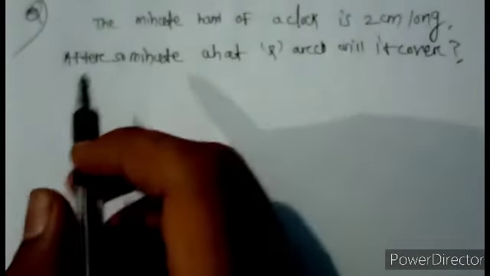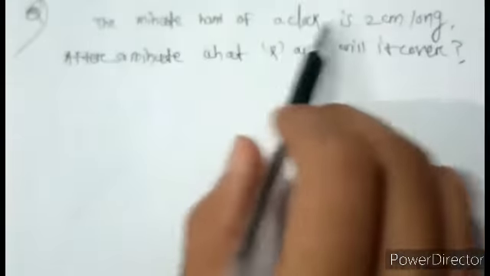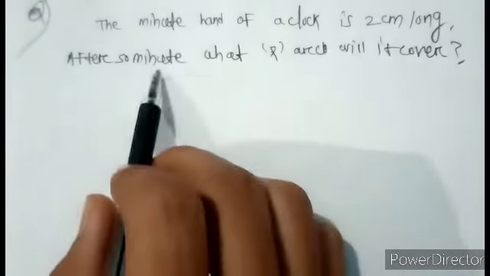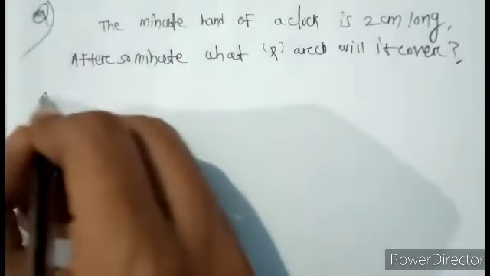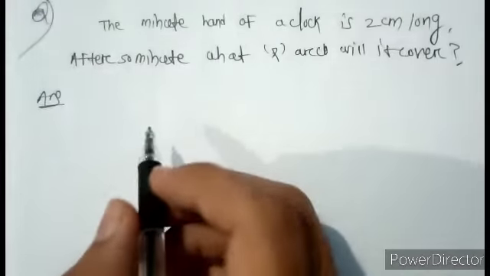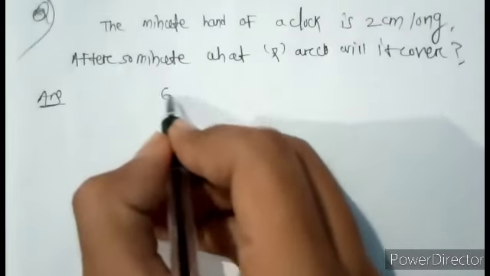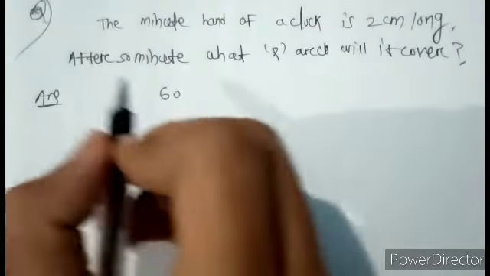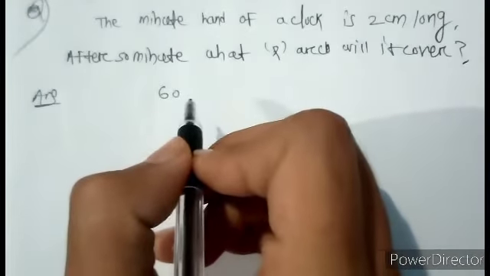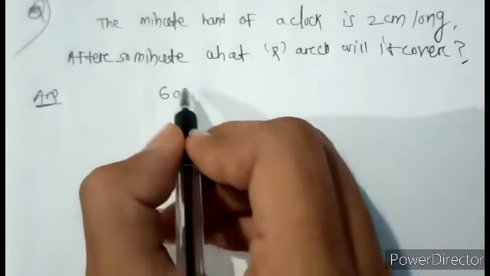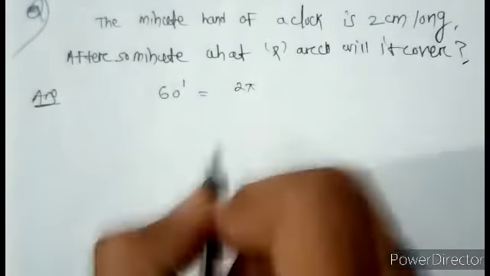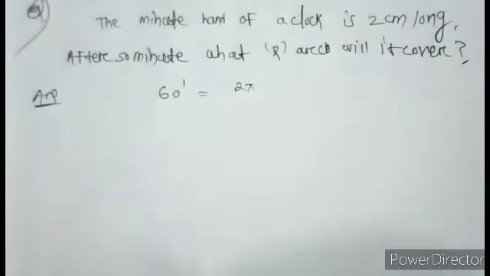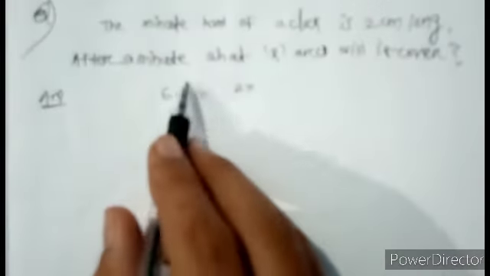So let us take a question: the minute hand of a clock is 2 cm long. After 50 minutes, what arc will it cover? Come to the solution. We know that the minute hand of a clock takes 60 minutes for 2 pi, that is, to complete one rotation, 2 pi. 60 minutes take 2 pi.